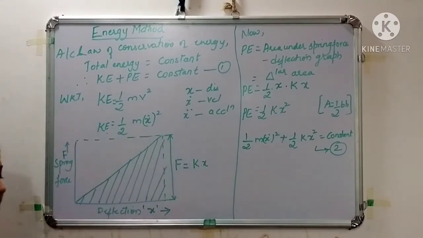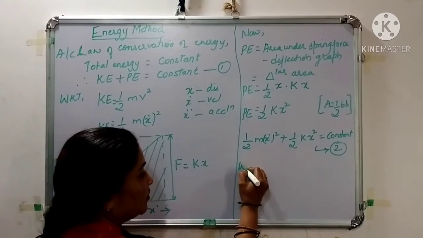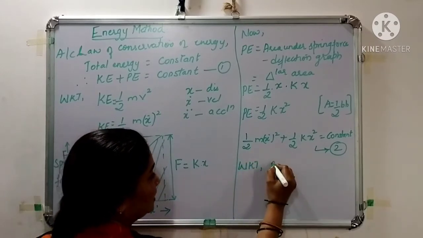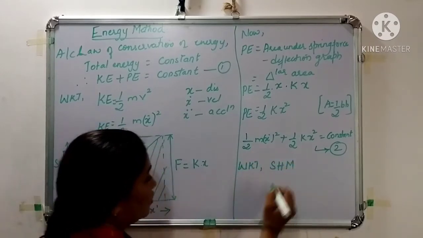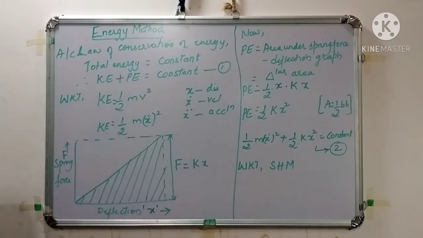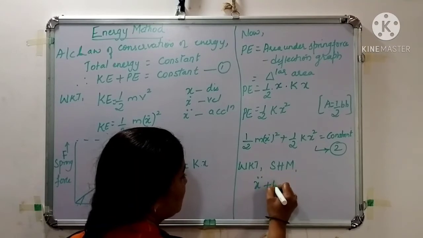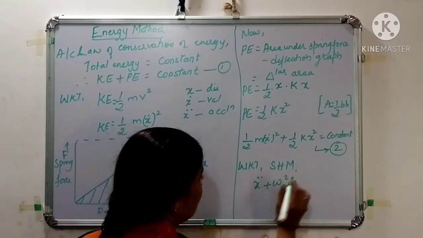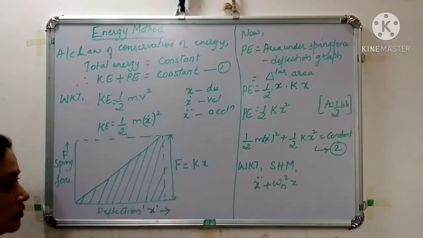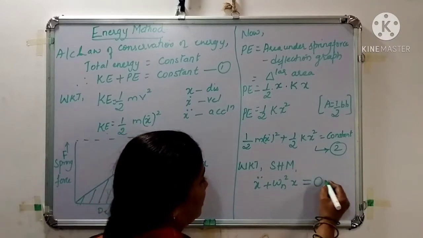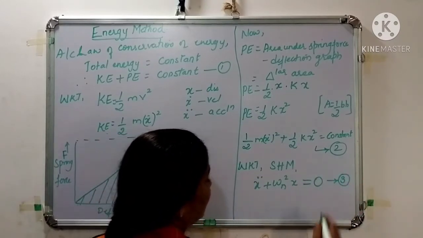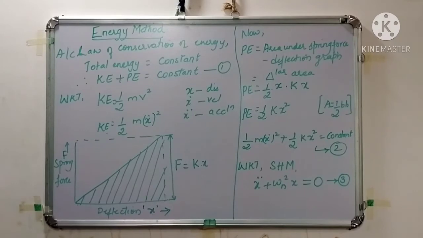Keeping this aside, similar to our derivation in D'Alembert's principle, we will take the simple harmonic motion equation. We know that the simple harmonic motion is given by x double dot plus omega n square x is equal to 0. Call this as equation number 3.